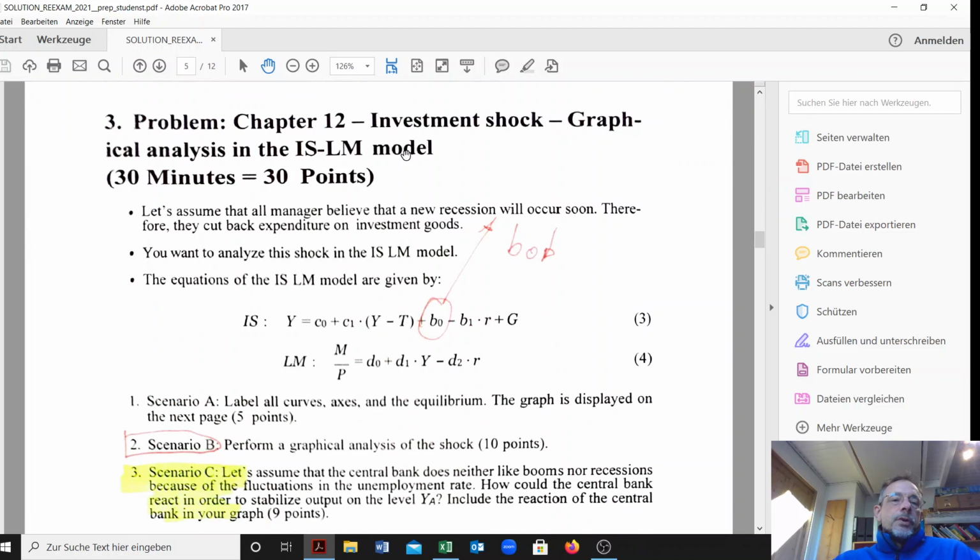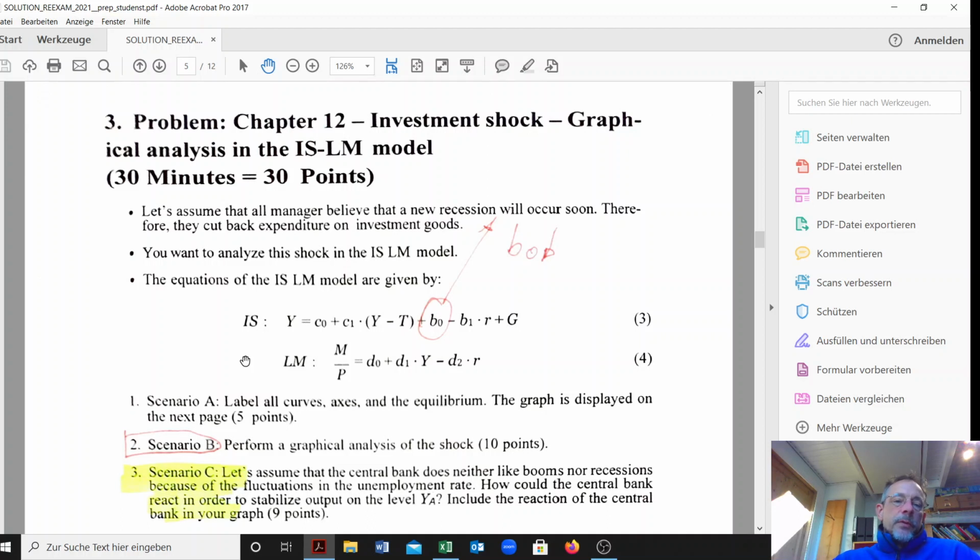Yeah, let's talk about problem number 3. We have an investment shock in the ISLM model. So chapter 12 is relevant. ISLM model. Equations are given here. The managers are cutting back investment. So we need to know that this part belongs to the investment function. And we have a negative shock related to the autonomous component of investment. So B0 decreases. And then you directly see that the IS equation is affected in a negative way, so the IS curve will shift to the left.